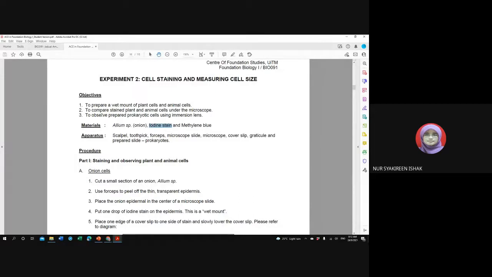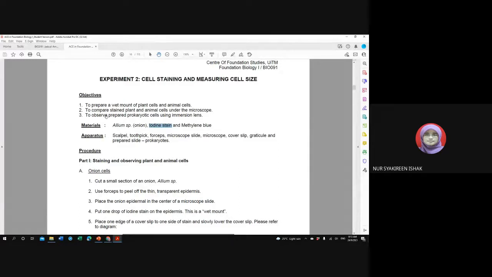Okay, and then the third objective is to observe prepared prokaryotic cells using the immersion lens. You have done your video using the virtual microscope, and you have watched the video of how to use the microscope by Miss Sabrina. So you should know by now that the light microscope has 4 lenses: the 4 times, 10 times, 40 times, and also 100 times lens. For the 100 times lens, you cannot just observe it like that. You have to drop a drop of immersion oil onto your specimen, and only then can you observe using the 100 times magnification. All right.